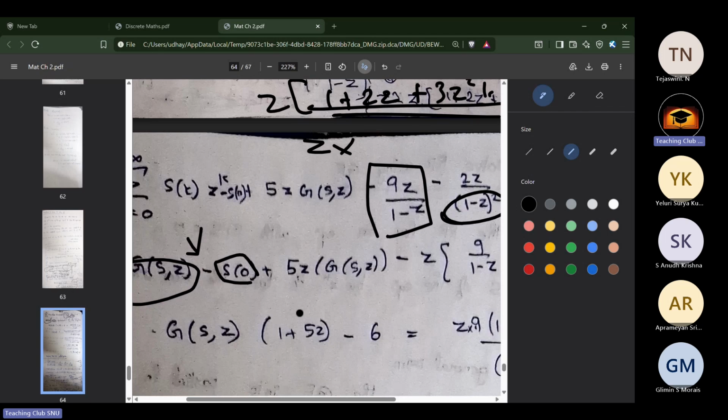So you take the coefficients of z power n. In this case, the coefficient of z power n would be 2 power n, so 2 into 2 power n. And the coefficient of z power n in this case would be just 3 power n. There is no coefficient, so plus 3 power n. This will give you the answer for a_n. Oh, there was a minus there.